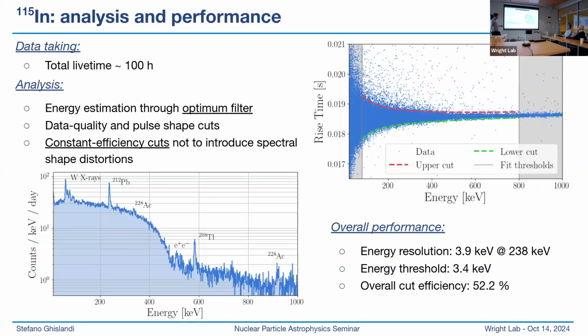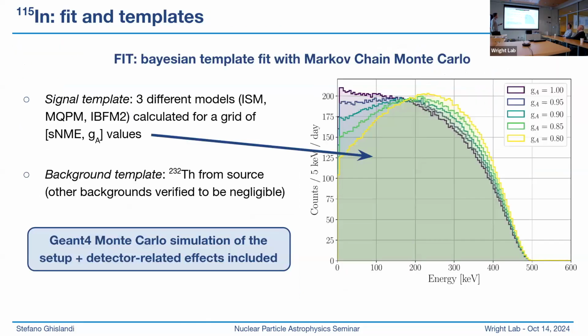Then the fit. Obviously, if you want to study the shape that is here, you also want to really study in detail also the background. And you can do this with a fit, and you need templates. So we went for a Bayesian template fit with the sampling done with a Markov chain Monte Carlo. And you have signal templates that are coming from theory and from 3 different models.